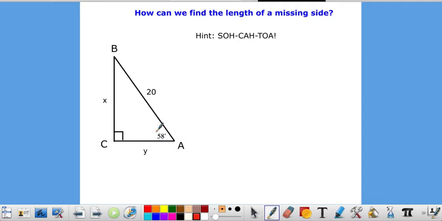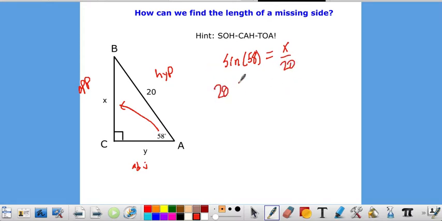So from 58 degrees, the opposite side is x, the adjacent side is y, and the hypotenuse is 20. Now that I have this labeled, if I want to find x, I need to use the hypotenuse because I can't use y to find x because I don't know what y is. So opposite and hypotenuse, what are we going to use? Well, sine again. So sine of 58 is equal to opposite over hypotenuse, which is x over 20. To get x by itself, to undo dividing by 20, you multiply by 20. So 20 times the sine of 58, we take out our calculator, and we get 16.96.